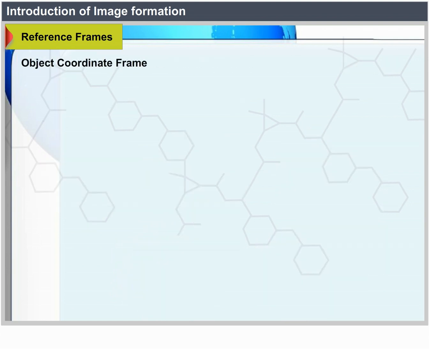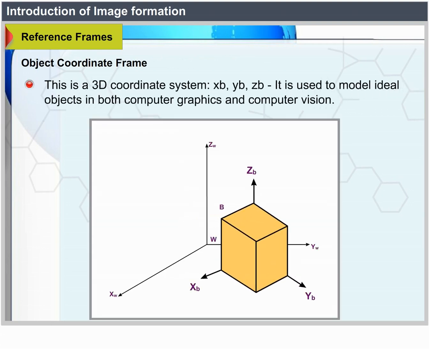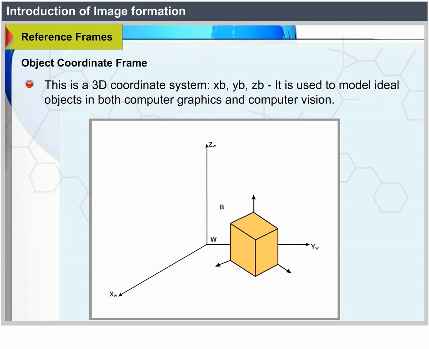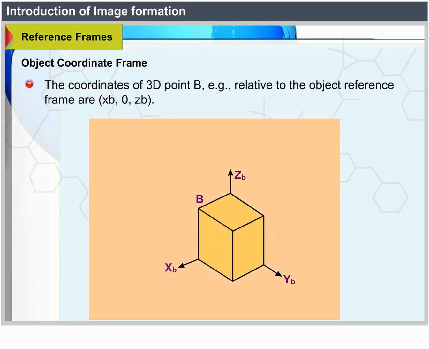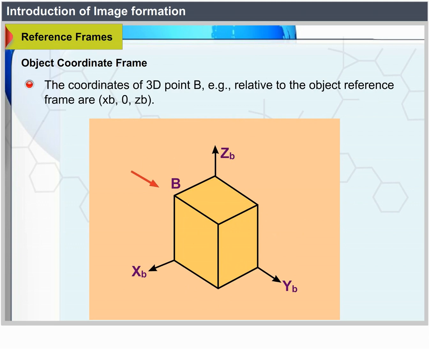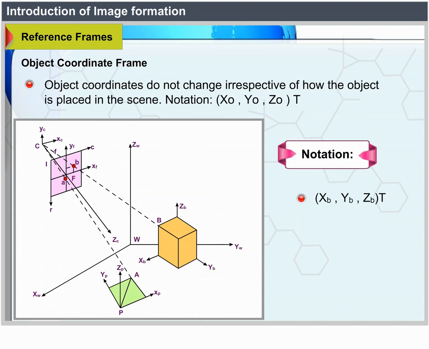Object coordinate frame. This is a 3D coordinate system xb, yb, zb. It is used to model ideal objects in both computer graphics and computer vision. It is needed to inspect an object, that is, to check if a particular hole is in proper position relative to the other holes. The coordinates of 3D point B, that is, relative to the object reference frame, are xb, 0, zb. Object coordinates do not change regardless of how the object is placed in the scene. Notation: xb, yb, zb transpose.